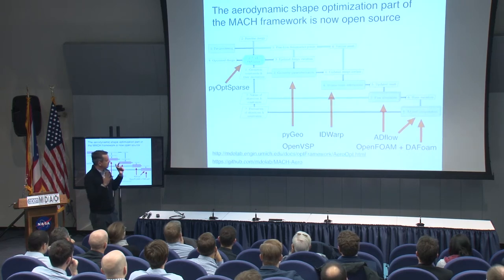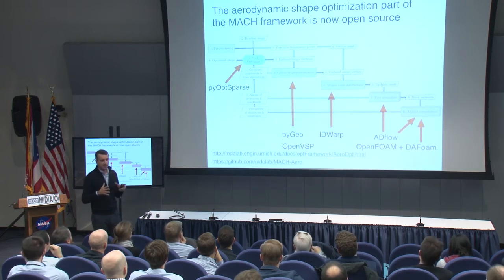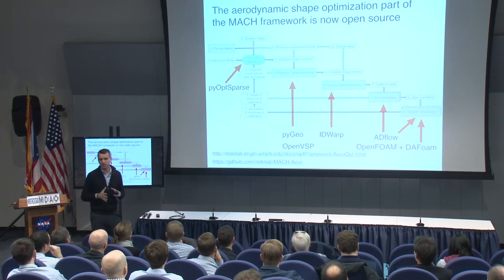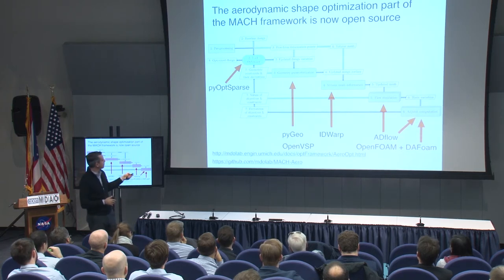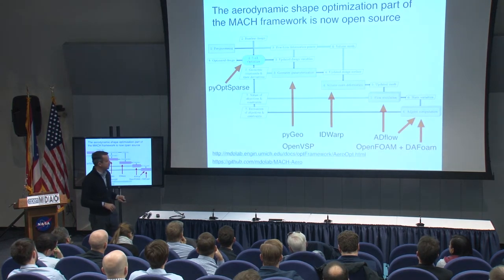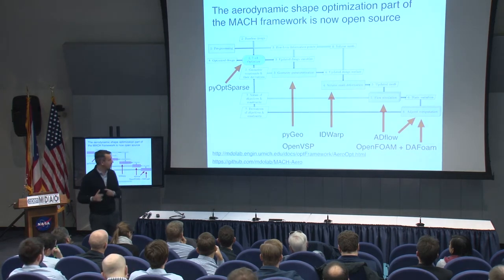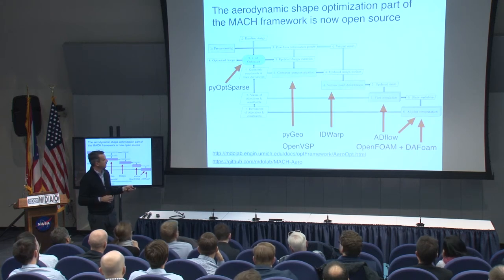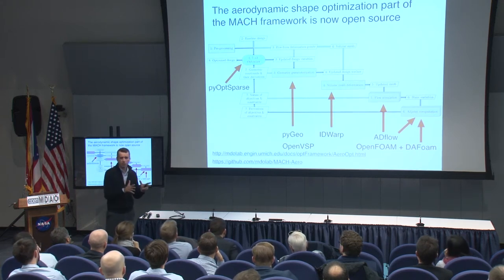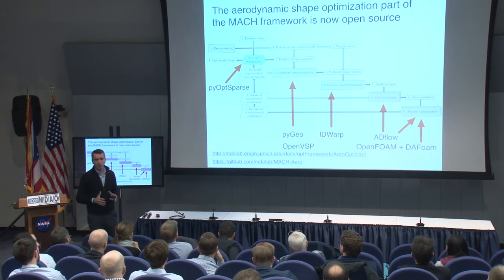So just as an information item here, the aerodynamic shape optimization part of the framework, which is called MACH, the aero part is called MACH-Aero, is all open source. That's new as of earlier this year. And you can see all the different components here. We have pyOptSparse that wraps different optimizers. We have a geometry parameterization where we can use either pyGeo, which is a free-form deformation, or OpenVSP. We have a robust volume mesh deformation. For flow simulation, we can use either ADflow or OpenFOAM.